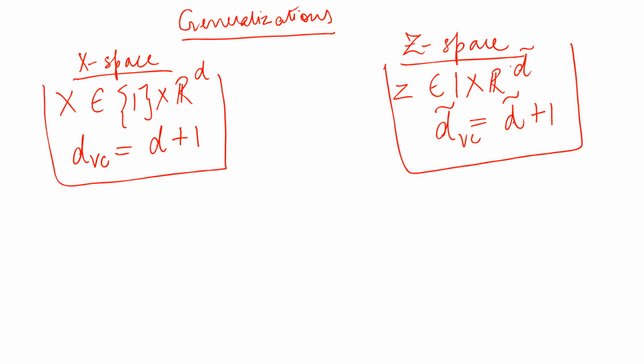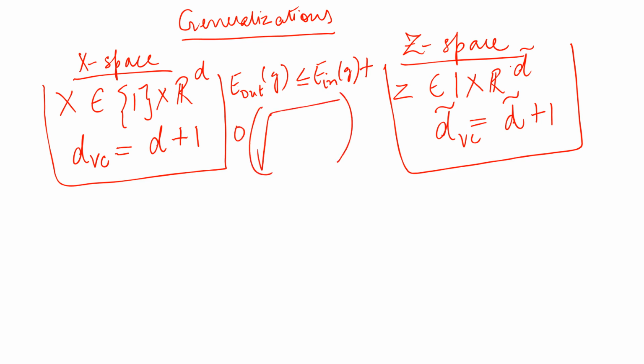Basically what we're trying to say is that the same theory that applied to the X space now also applies to the Z space, which means this equation, E out of g less than or equal to E in of g plus the error bar, which is of the order of D tilde over N log of N, still holds. So the error bar is related to the dimension of the Z space as well.